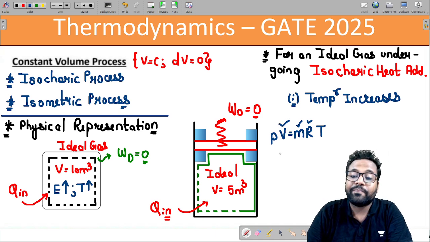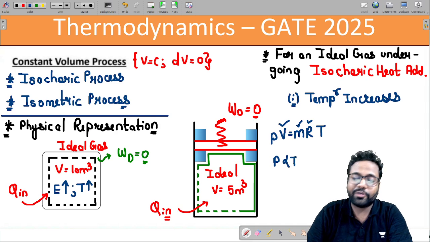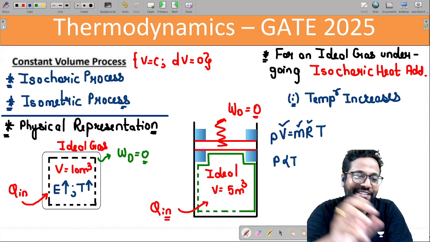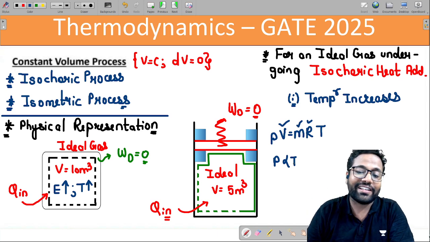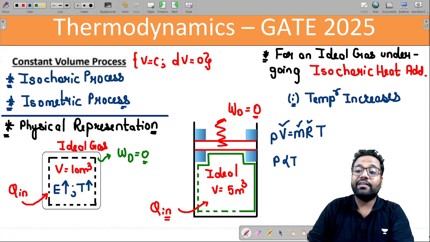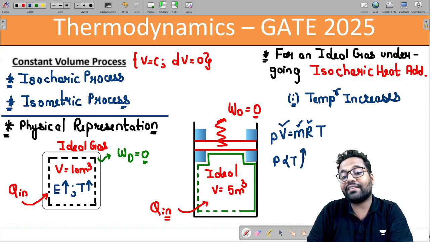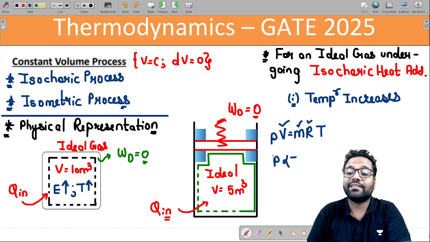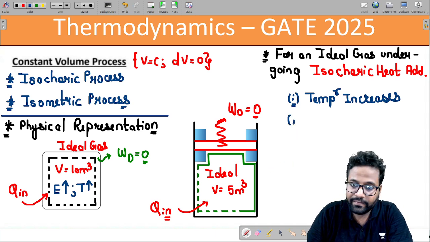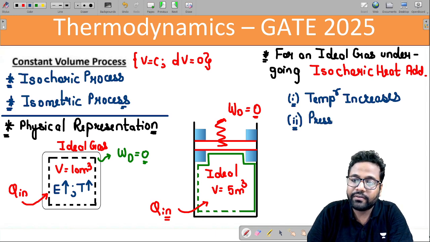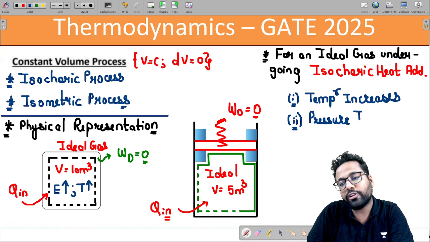So can we say that the pressure is directly proportional to temperature? This we are going to discuss in the later stage of the constant volume process only, because we will define the first ideal gas law from this. So bacha, as the temperature increases, the pressure will also increase. Is this clear, bacha? So the pressure also increases when the volume remains constant.